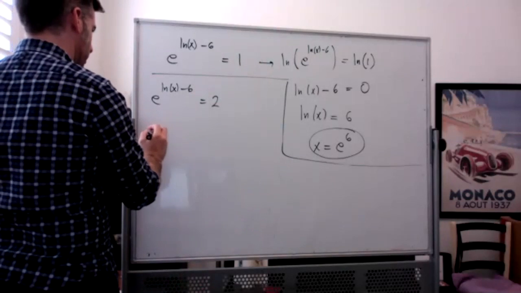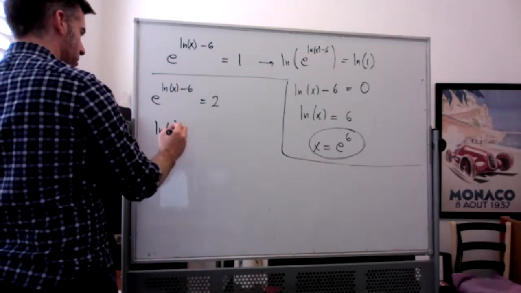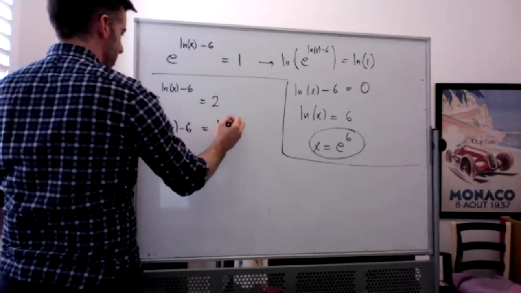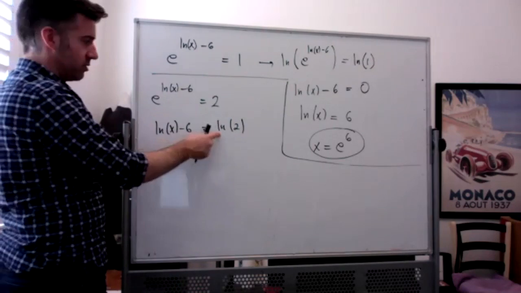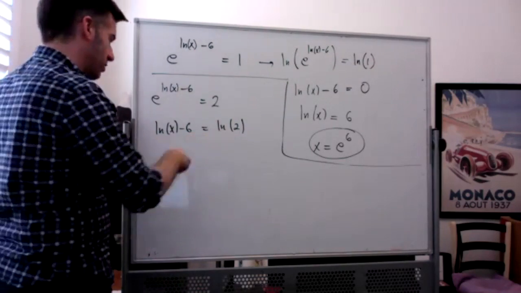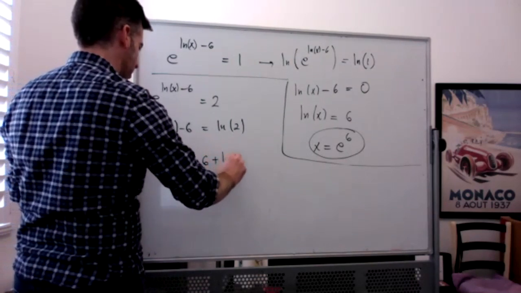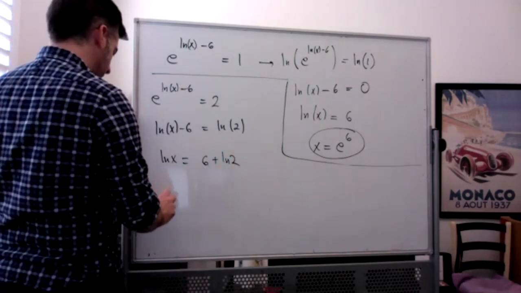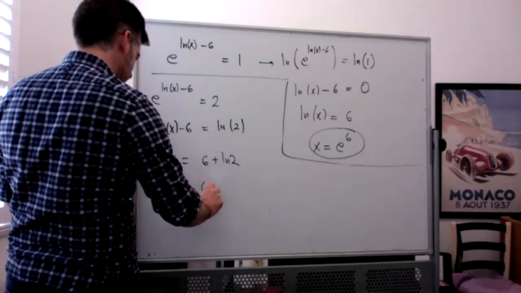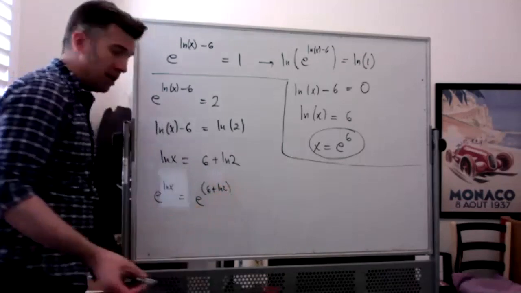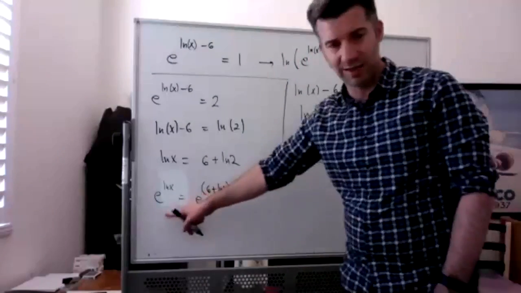So take the natural log of both sides. The natural log of e to the power is just the power. I took the natural log of the left, and I got the natural log of x minus 6. I took the natural log of the right, I got natural log of 2. Now I'm going to add 6 to both sides. So natural log of x equals 6 plus natural log of 2. And then I'm going to exponentiate both sides. So e to the natural log of x equals e to the 6 plus natural log of 2. You could leave your answer like this, but there's a slightly nicer way we could write it. First of all, the left side is going to be x, of course.